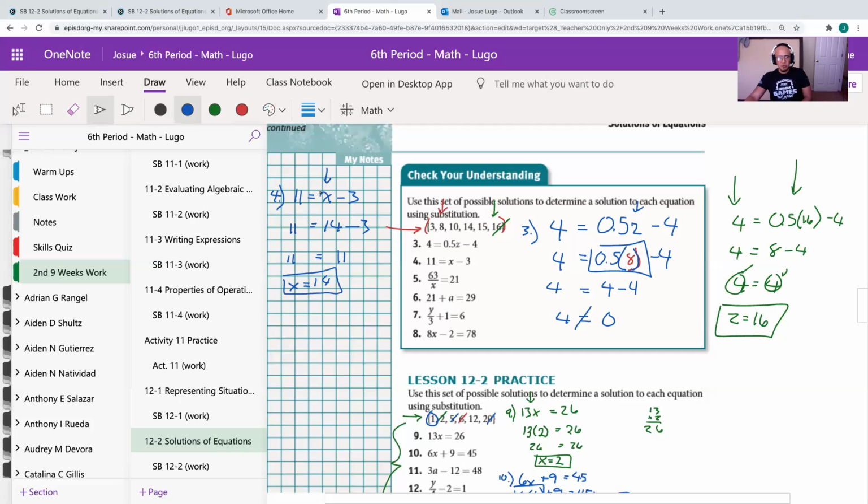So again, I'm choosing what value for x. What value for x will make this a true statement? And yes, 14 minus 3 is equal to 11. Both sides are now balanced. They're both equal to 11.